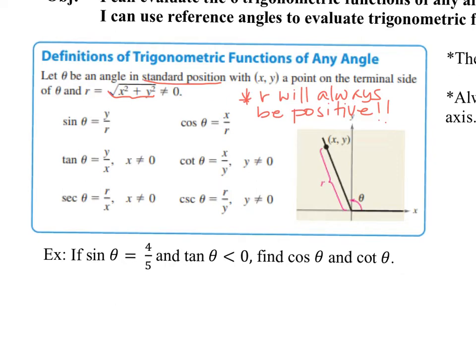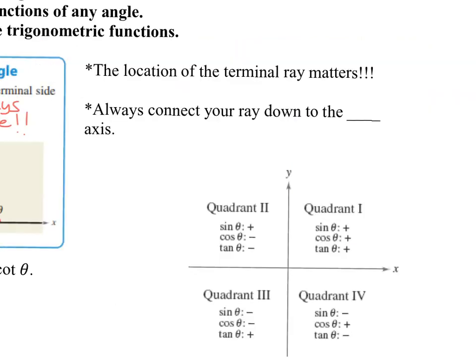Over to the right, we're going to look at some more key things to recognize in these types of examples. When we draw our pictures, the location of the terminal ray matters. It will help you determine the coordinate you're in, or the quadrant you're in. You always want to connect the ray that you've created down to the x-axis, and then you'll create a triangle. And your triangle will be a right triangle. That will help you determine all of your trig definitions.